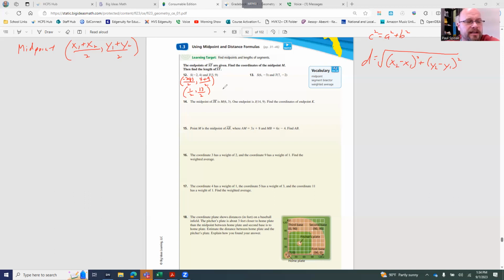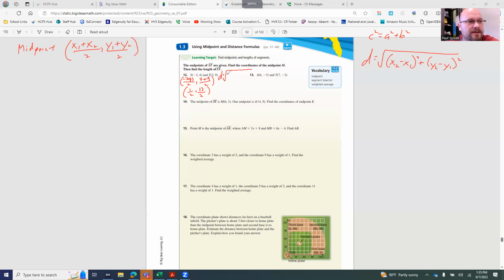Again, it's okay to leave your answers as improper fractions like that. You could also simplify them and have 0.5. And for this one, it would have been 6.5. But again, improper fractions is a good way to leave your answer. Then for distance, so we're plugging into the distance formula.